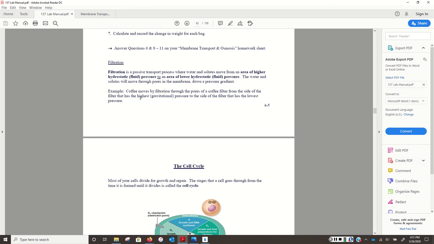Now it gives you an example here of coffee moving by filtration through the pores of a coffee filter. And that's true, but there is a much better example of filtration that actually occurs in the body that's going to be really important next semester in Bio 139. Your kidneys use filtration to cleanse your blood. In each kidney, there are 1 million little things called a glomerulus. There's about 1 million in each kidney.